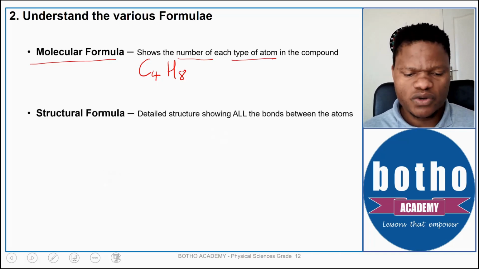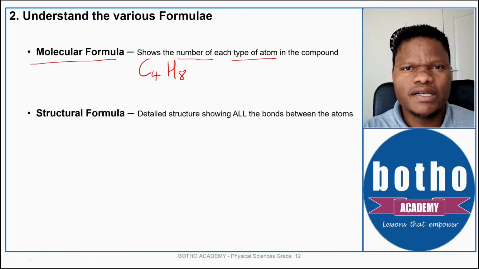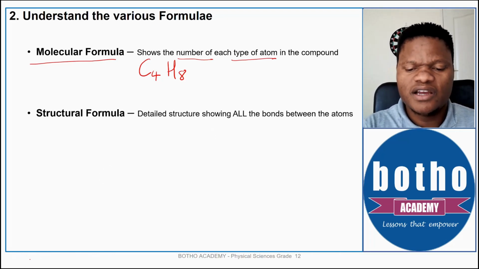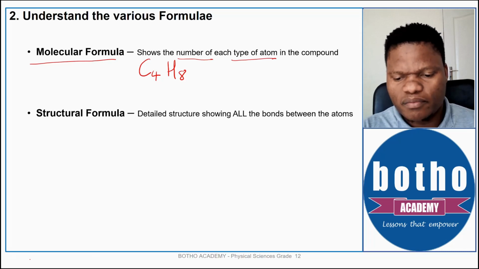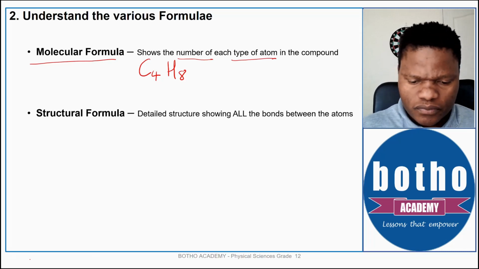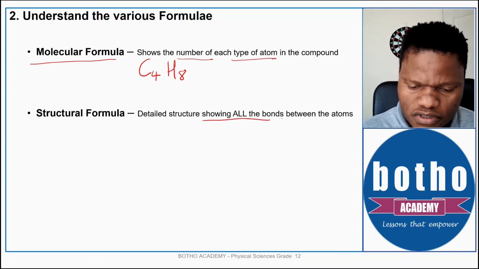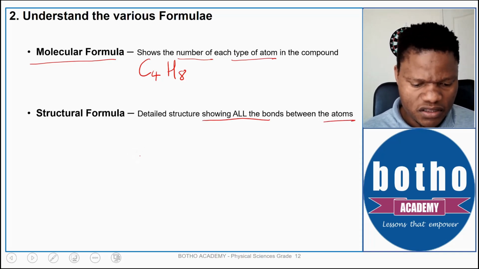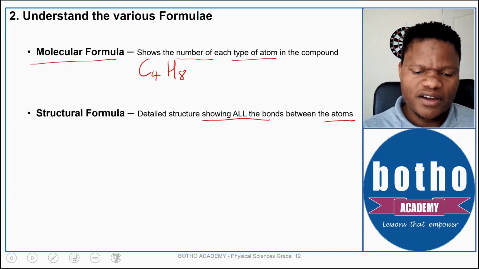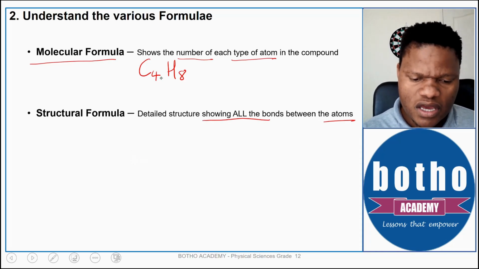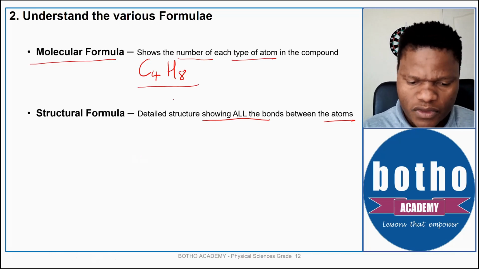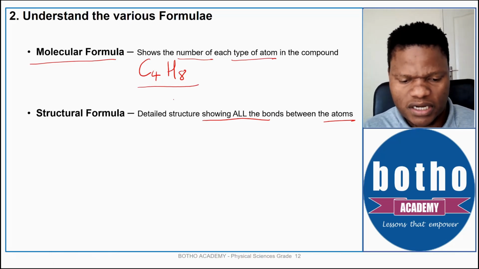The second one is what is referred to as the structural formula. Now, when it comes to the structural formula, here we are going to be looking at a detailed structure showing all the atoms and the bonds between them. Okay, so this one shows all the atoms and all the bonds and how they are linked to each other. Now let's continue with that C4H8. C4H8 would be an alkene.